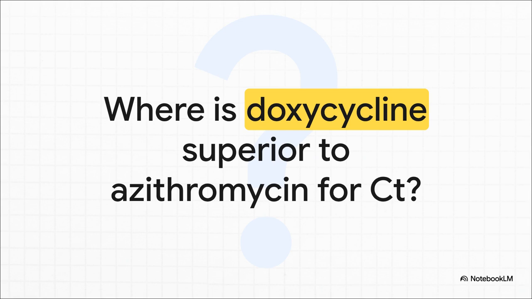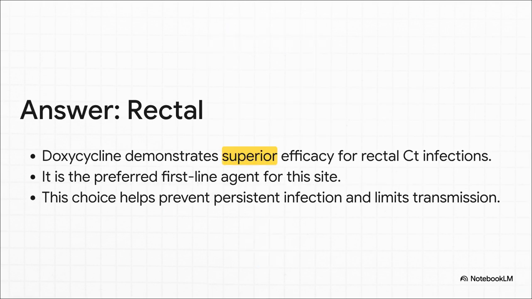Okay, next question. This one is about treatment. For which specific site of infection is a 7-day course of doxycycline clearly the better choice over a single dose of azithromycin? The answer is rectal infections. Exactly. And this isn't just a trivial point. This is a huge deal in clinical practice. The evidence shows doxy just works better there. So choosing it is a smart, evidence-based decision that leads to higher cure rates and less ongoing transmission. It's a perfect example of how knowing these details makes a real difference for patients.